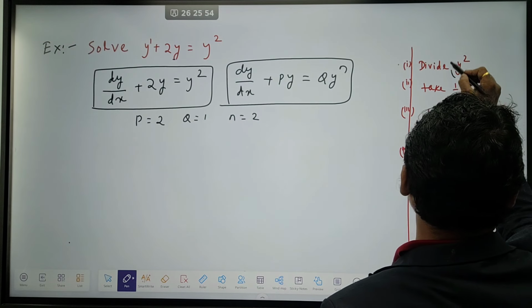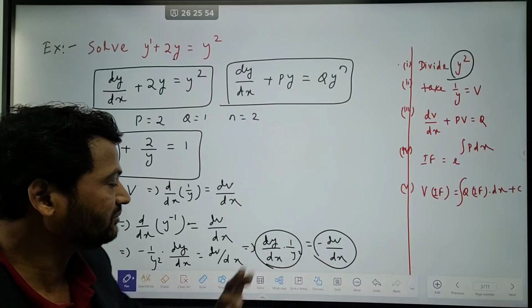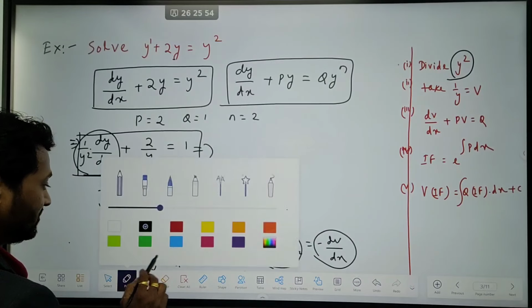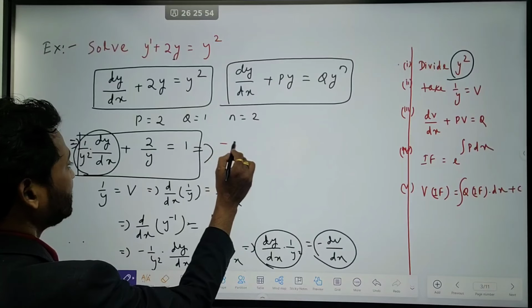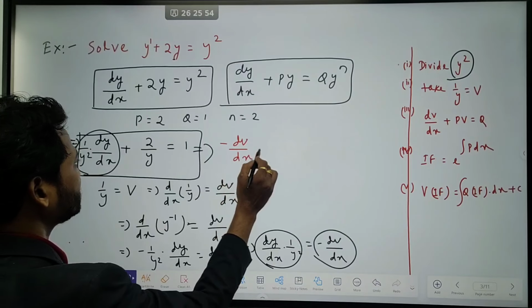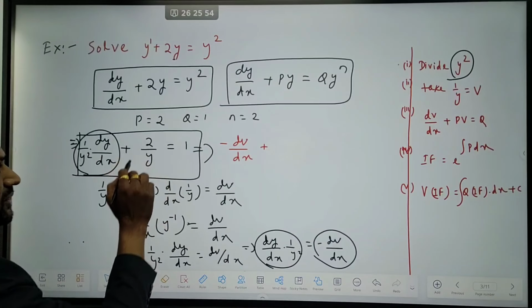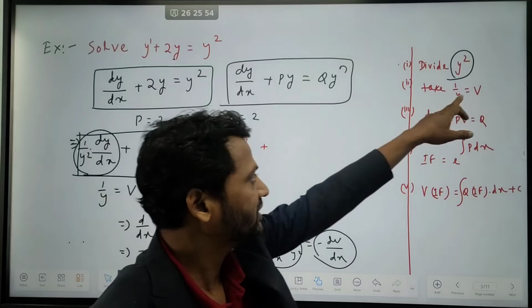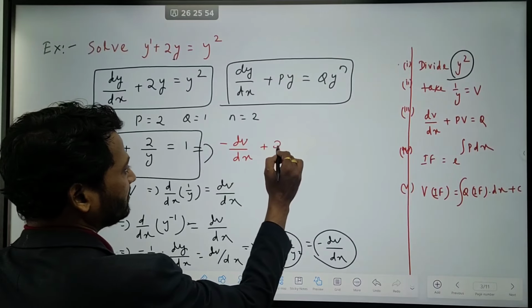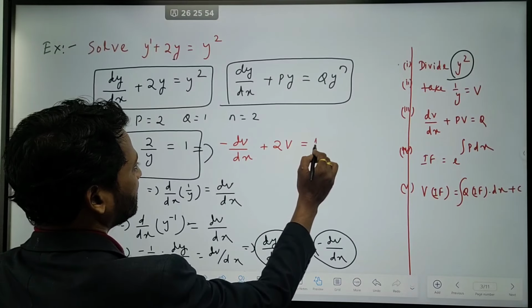So here from this I can write dy by dx into 1 by y square is equal to minus of dv by dx. ठीक है, now you put this value in this equation. In place of 1 by y square dy by dx you put minus dv by dx. So here I'm writing, it is minus dv by dx plus 2 into 1 by y, as we have taken 1 by y as v, so it is 2 into v is equal to 1.